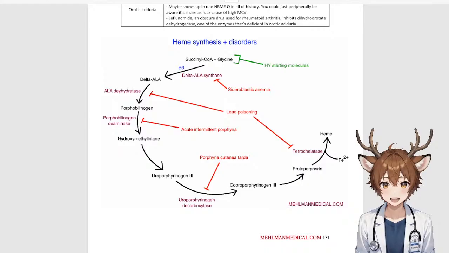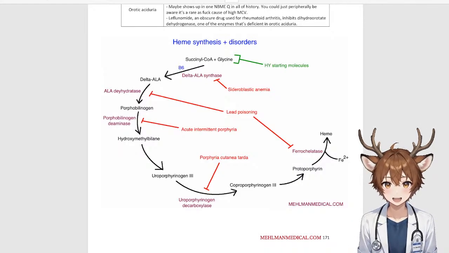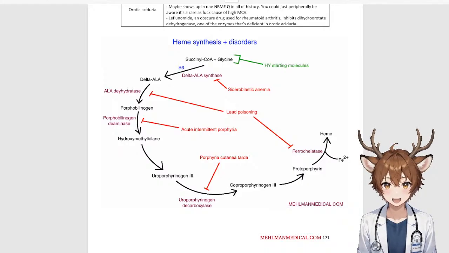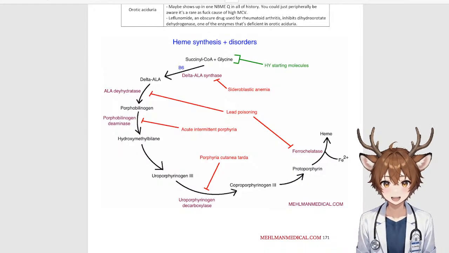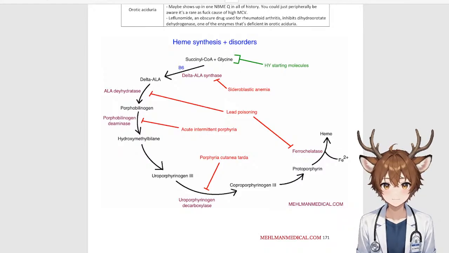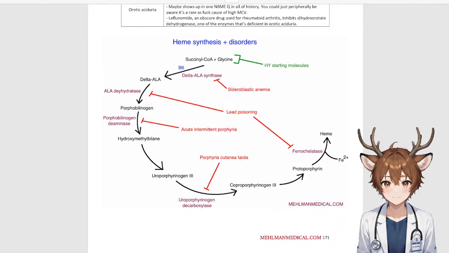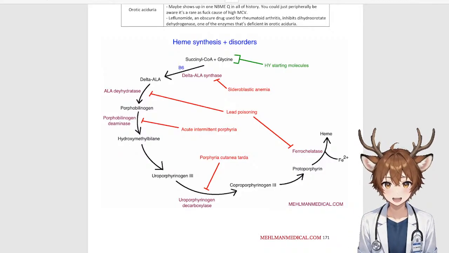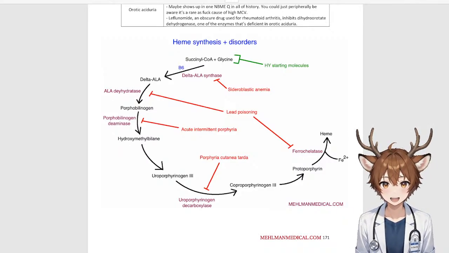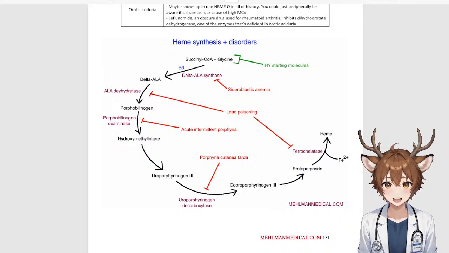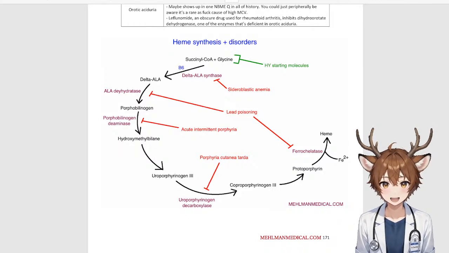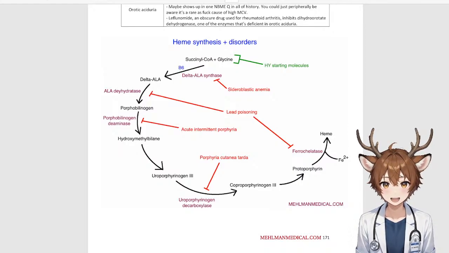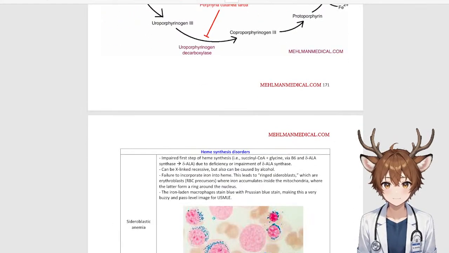Then via uroporphyrinogen decarboxylase, that's converted into coproporphyrinogen III, which is then converted into protoporphyrin, which is then converted via ferrochelatase into heme, using iron. Lead poisoning messes with ferrochelatase and ALA dehydratase. Acute intermittent porphyria messes with porphobilinogen deaminase, and porphyria cutanea tarda messes with uroporphyrinogen decarboxylase. I have my own diagram that has a lot of the same material. It's not drawn in the same way, though, but pretty similar.